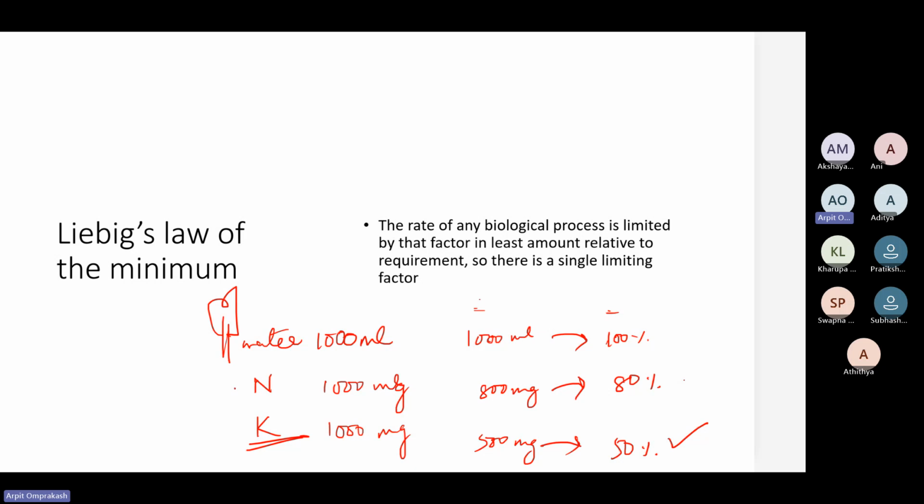If you have another area where you have 500 ml of water, 400 mg of nitrogen, and 1,000 mg of potassium, because this is 40%, this is 50%, and this is 100%, the single limiting factor will be nitrogen in the second case.